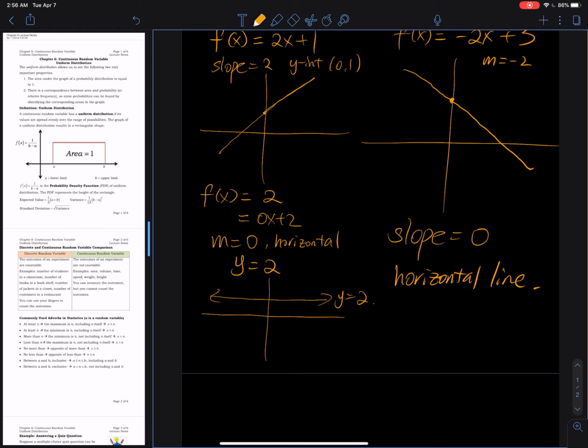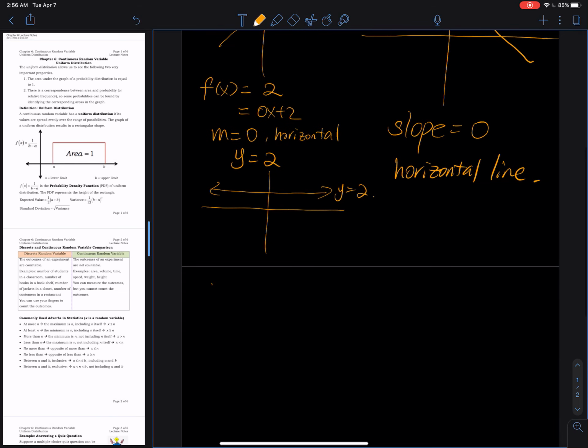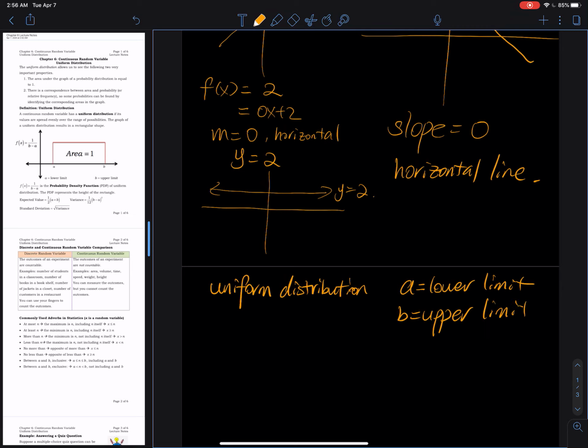All right. So this is how we write the function of uniform distribution. For uniform distribution, I need two numbers. One is a, the lower limit. Two is b, the upper limit. And x is a continuous random variable.